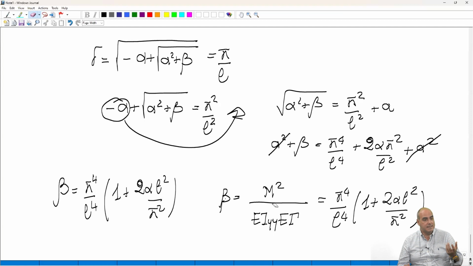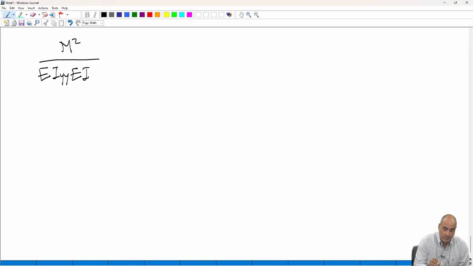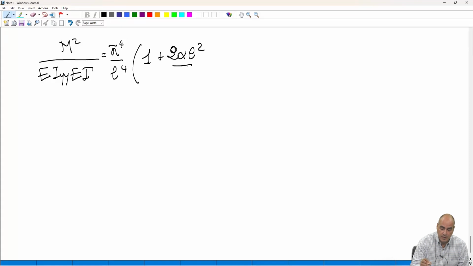So what is the result of this equation? It's once again m. It's once again a critical bending moment. And I can solve this. So it's m square divided by E J yy E gamma equal to pi 4 over L4, 1 plus 2 alpha L square over pi.